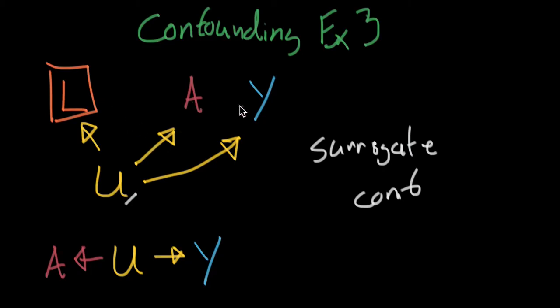And even though A and Y, so even though the treatment and the outcome are associated, even if they don't have a causal effect, this association should hopefully be weak because we've conditioned upon this surrogate confounder. So yes, it's good, it's not the best, but it's the best that we can often do in many cases. So this will be the last of my confounding examples.